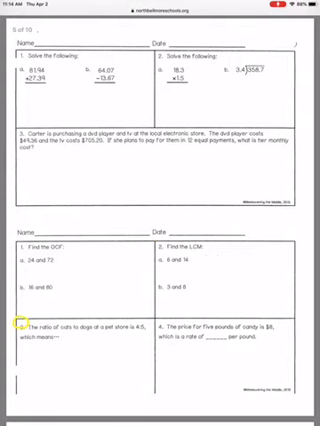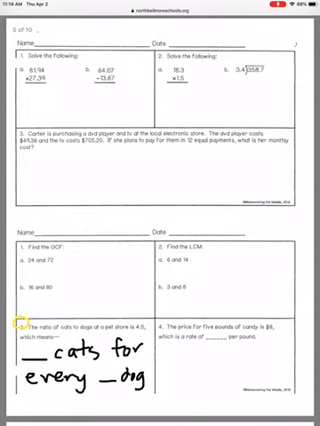Number 3 on the bottom. The ratio of cats to dogs at a pet store is 4 to 5, which means you should be writing what that means. So, what does 4 to 5 mean as a ratio of cats to dogs? You might think of filling this in as blank cats for every blank dogs.